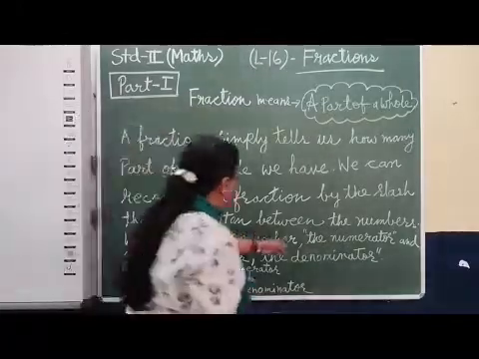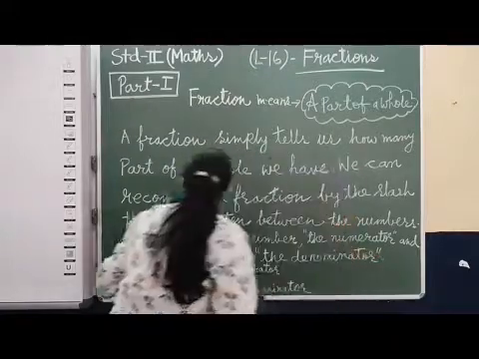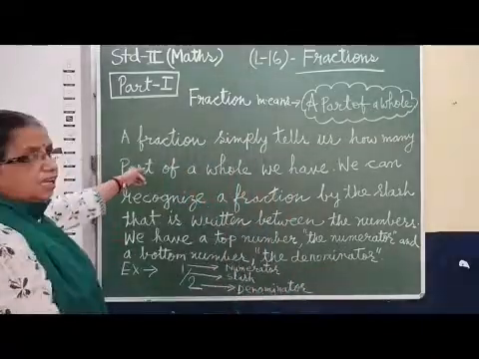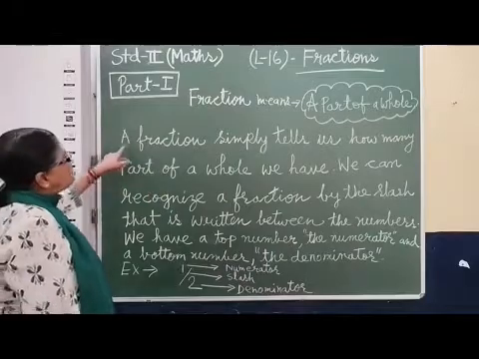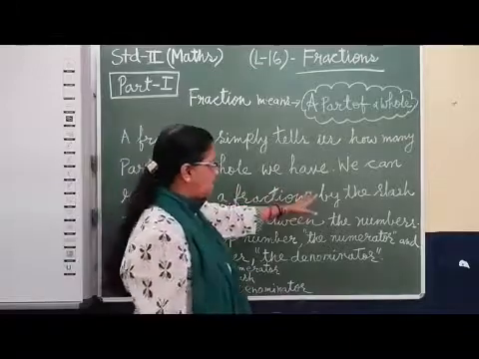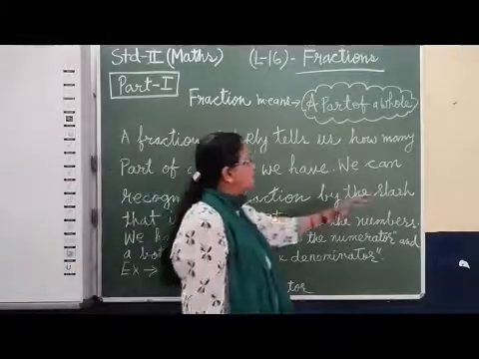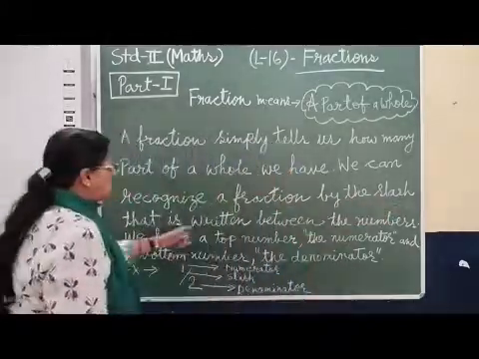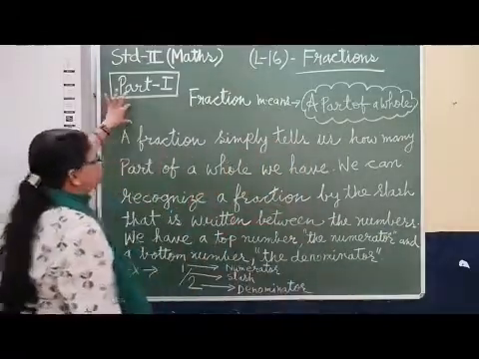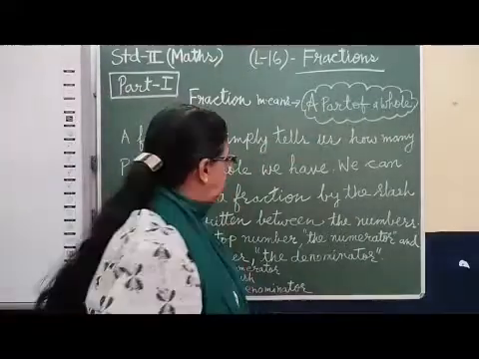I have shown you here the meaning of a slash. So we have a top number, the numerator, and the bottom number, the denominator. Okay. Once again I am reading this so that you can understand. A fraction simply tells us how many parts of a whole we have. We can recognize a fraction by the slash that is written between the numbers. Between 2 numbers, just as I have shown you 1 by 4, the line I draw is called the slash.